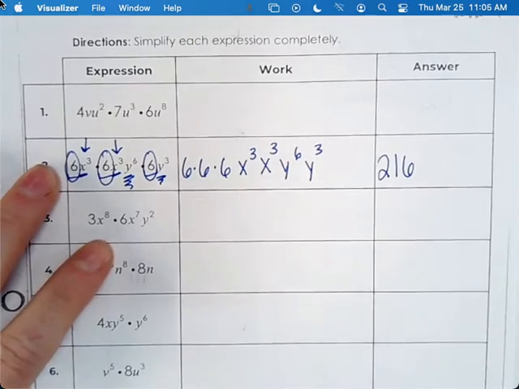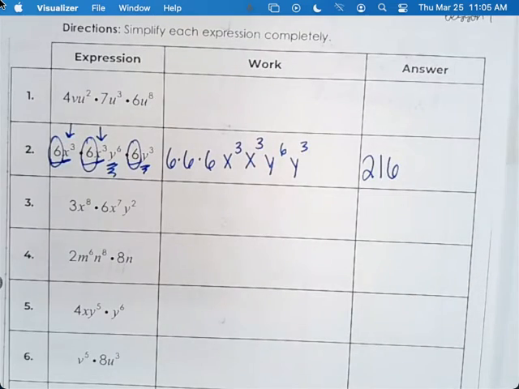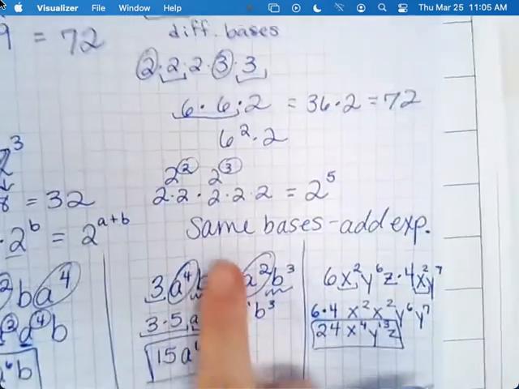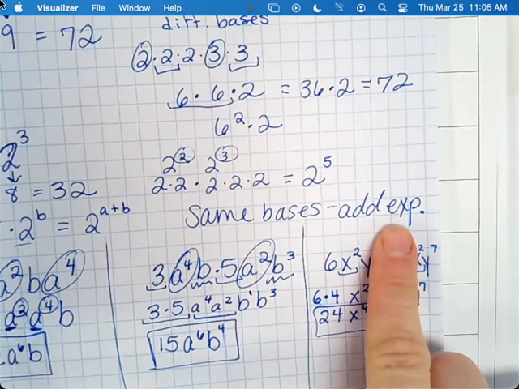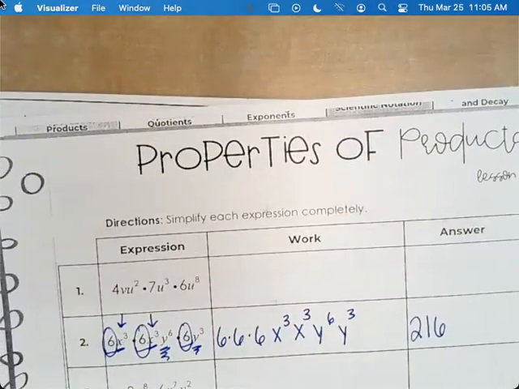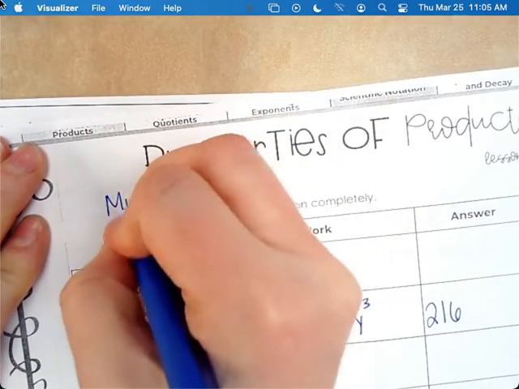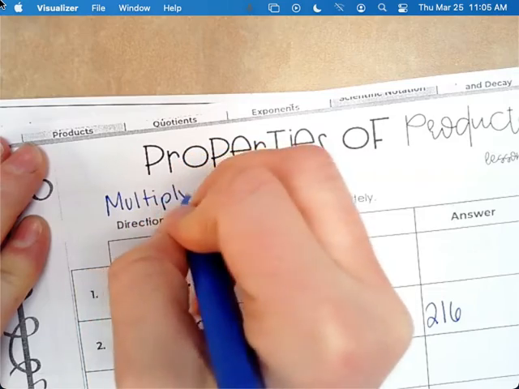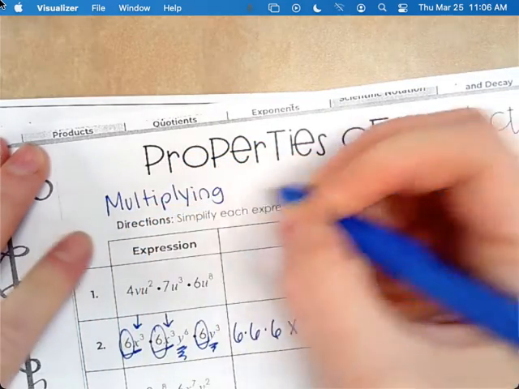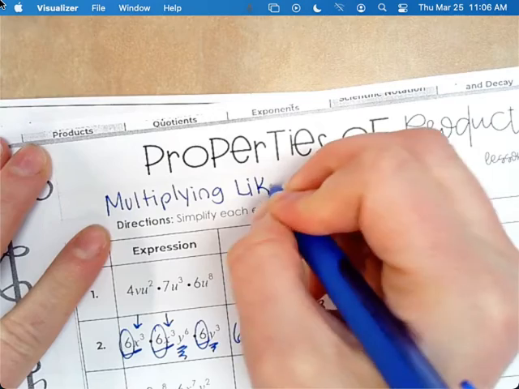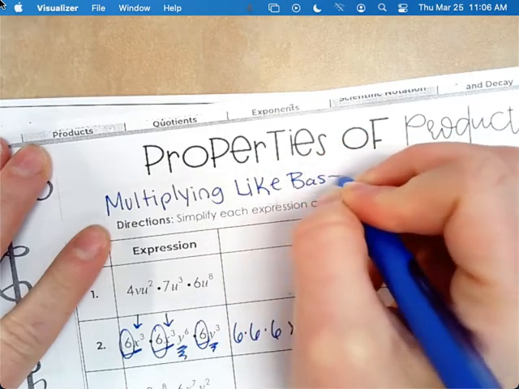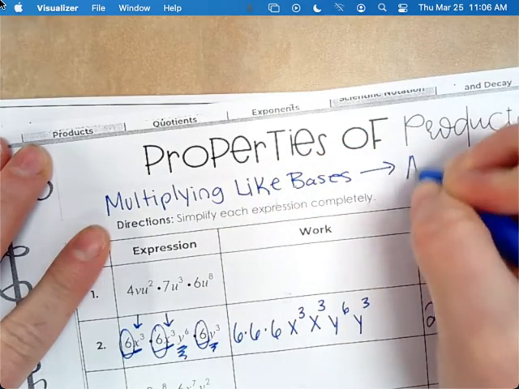And then what do we do with variables? What is our rule? Yep, add them. Same bases, add the exponents. So if you need to write that at the top, multiplying, I want everybody to write this on top. Multiplying like bases, add exponents.